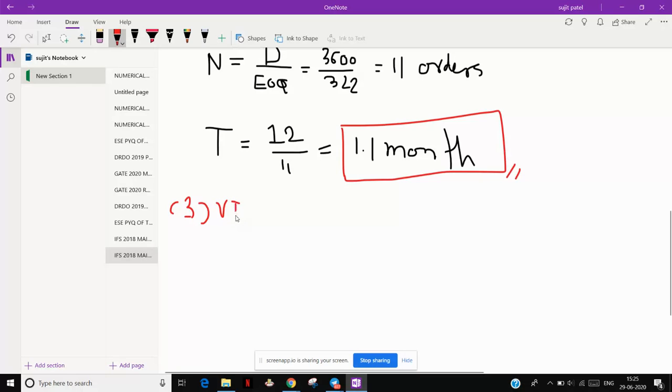variable inventory cost. What is the variable inventory cost? Let me tell you. If I store 322 kg or 1 kg or 2 kg or 100 kg, my unit price will remain the same, because no discount is given here. So if I store 100 units or 200 or 300, my unit purchasing cost will vary as per the order, and it does not depend upon time.